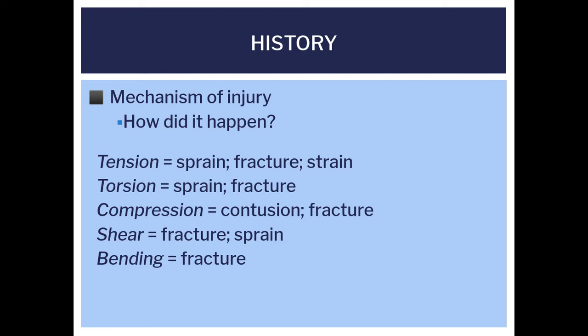Torsion would be a twisting mechanism, like a rolled ankle, that sort of thing. Sprain, fracture could come from this. Compression would be direct trauma, where you're hit by maybe another player's helmet, or, I don't know, you ran into something. Those are typically going to be things like contusions or fractures. Shearing is where it pulled away, and that can be your fractures and sprains. And then bending, like an overbending, not in the joint, can lead to a fracture.